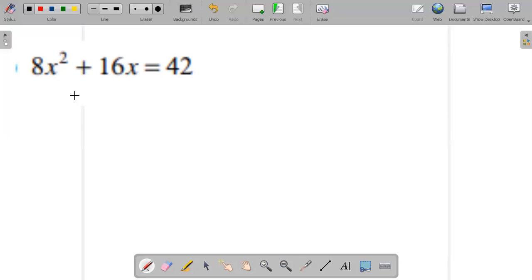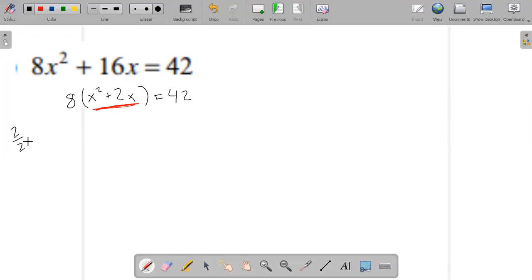So what I would do is I would factor out an 8 from just the one side. So 8 times x squared plus 2x equals 42. And I wouldn't change the right side at all. So notice how this side, I have kind of the right looking thing. This side I haven't touched. So what you do is you just pay attention to the inside and you complete the square just like normal on the inside.